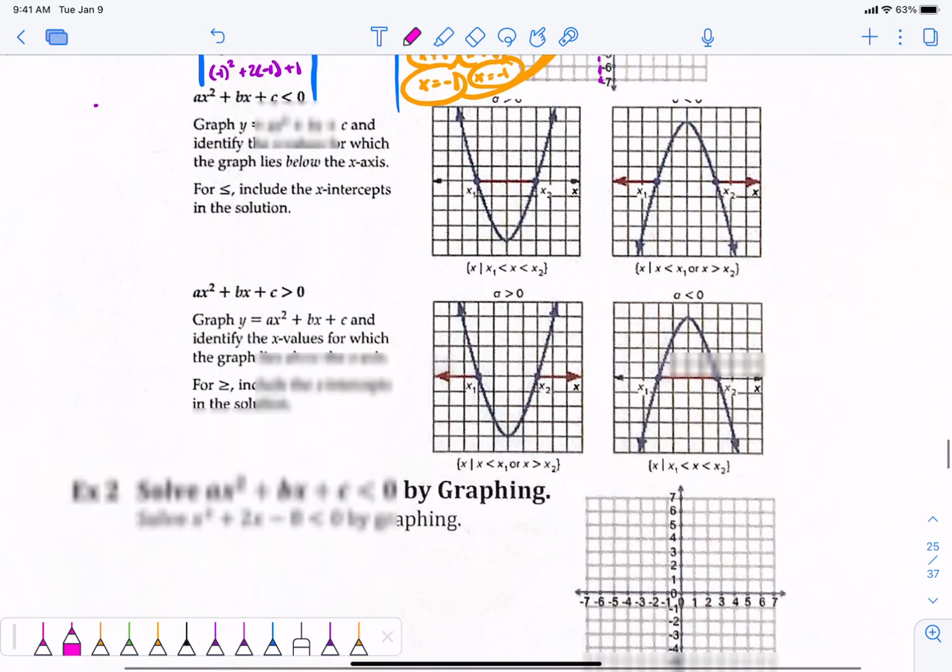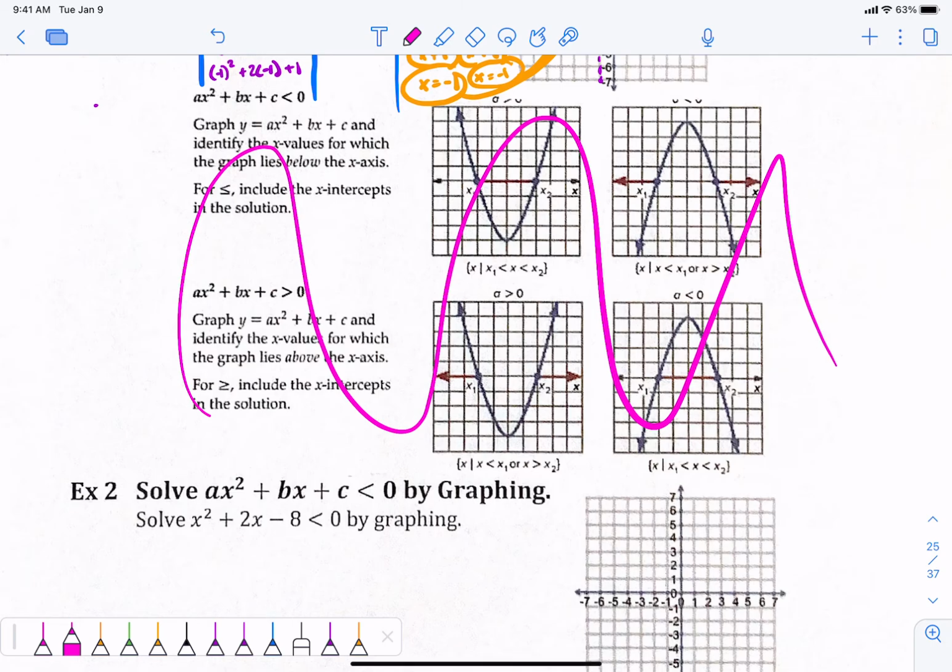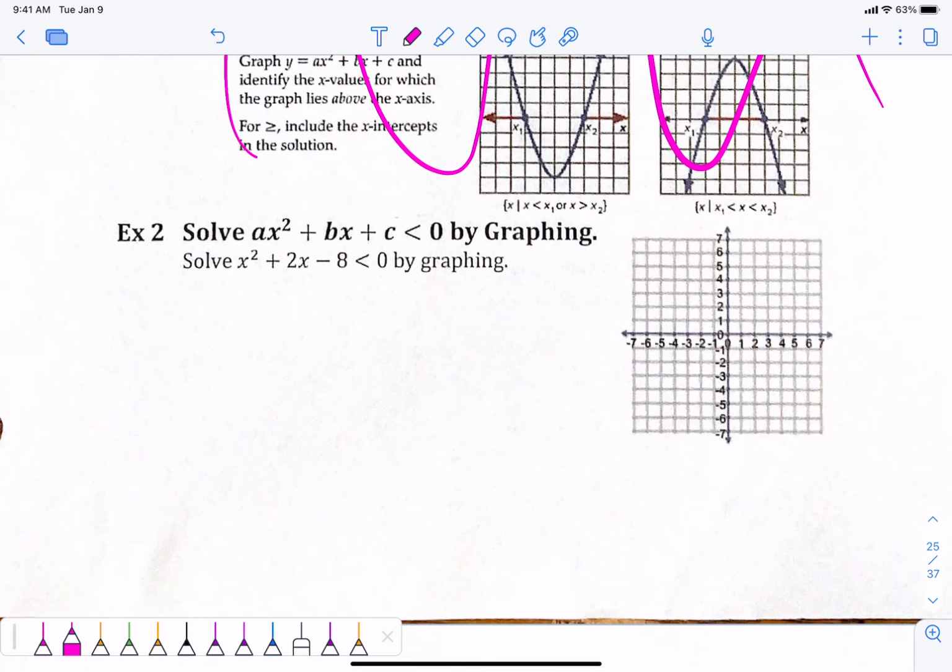Okay, so that's kind of how that works. That's what this is describing down below here. So I'm going to skip over that. We're going to go to the next one. Okay, example 2. Here we go.